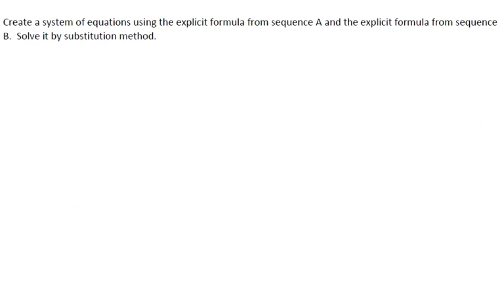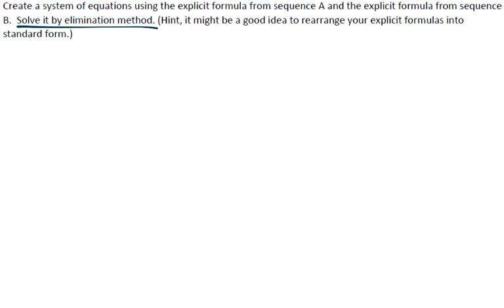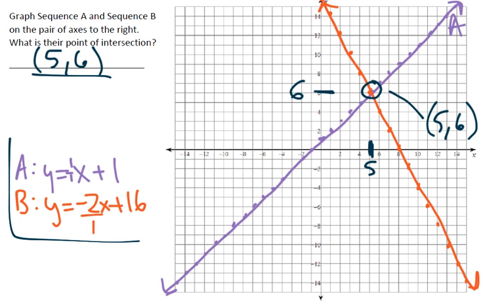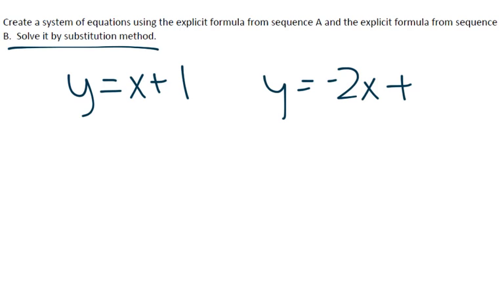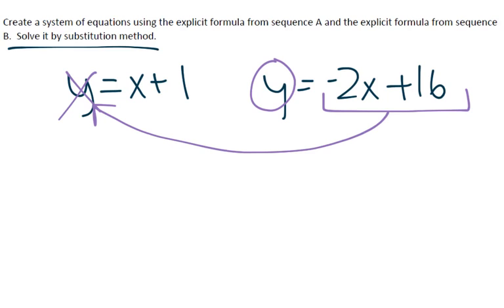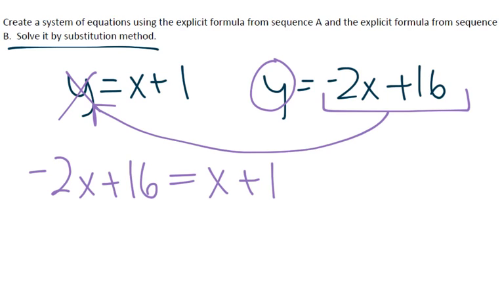But now they want us to solve it using the substitution method and the elimination method. So let's take our same equations. So y equals x plus 1 and y equals negative 2x plus 16. So substitution, remember, you get one of these variables by itself and say these two are the same. So I can substitute that in for this other variable. So instead of y, I'm writing negative 2x plus 16 equals x plus 1. Where there was the y, now we have that whole piece.